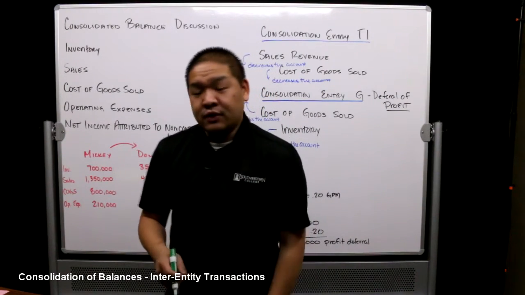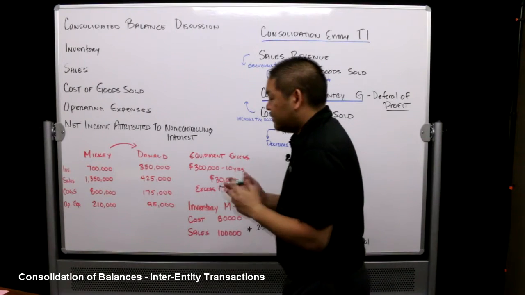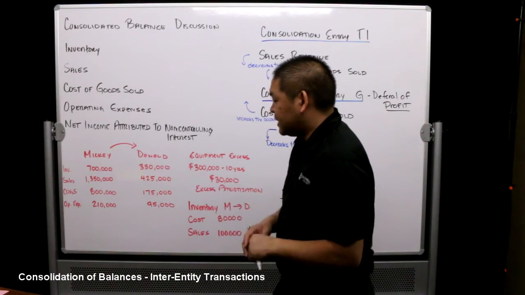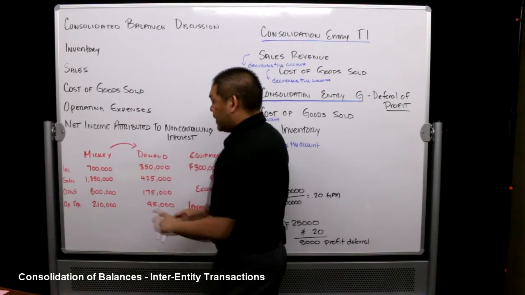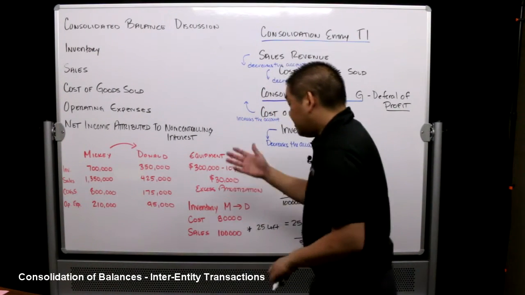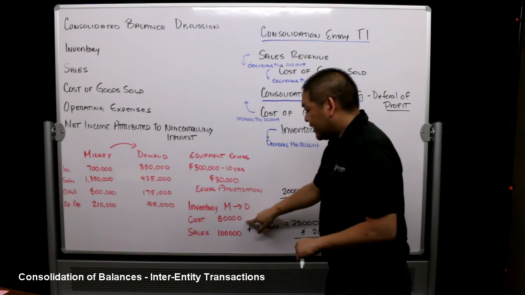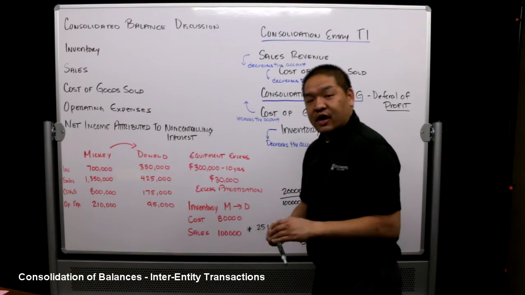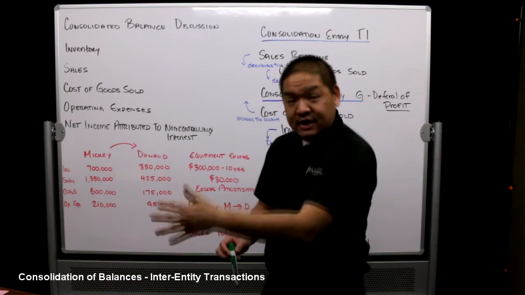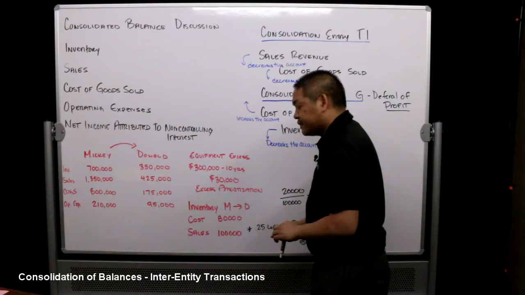To walk you through an example, let's assume that Mickey owns Donald. So Mickey is the parent, Donald is the subsidiary. They have some numbers here; we'll go through them later. But Mickey sells Donald $80,000 worth of goods, and that's Mickey's cost, that now costs $100,000 to Donald, okay?